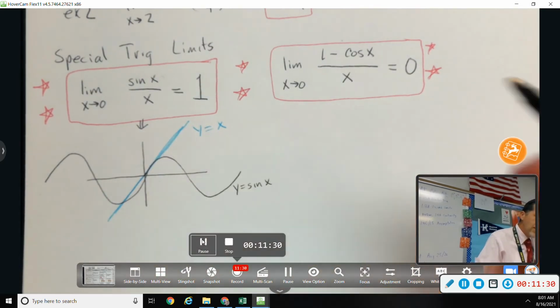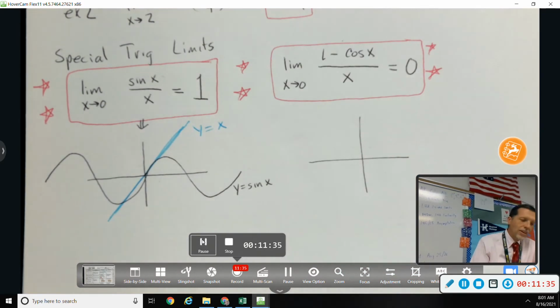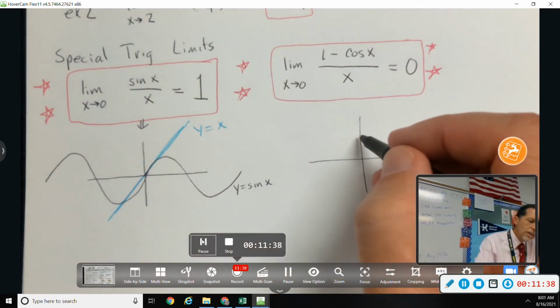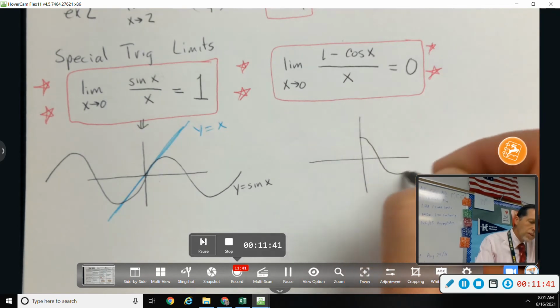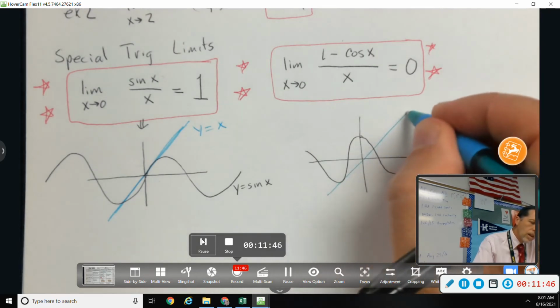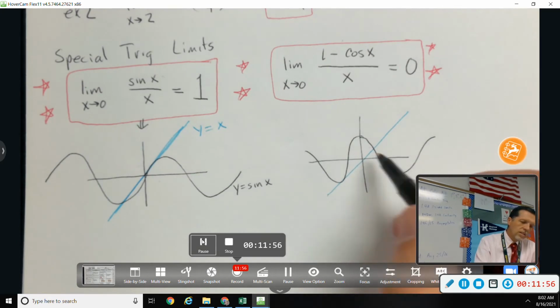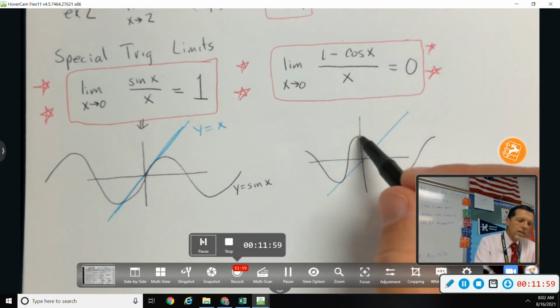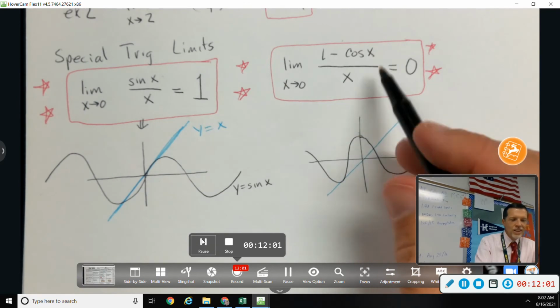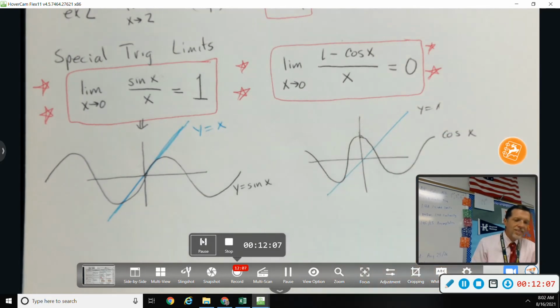But to me, the graph helps me remember if I can't figure it out. I know one of them's 1 and one of them's 0. And you can do the same thing with cosine. The ratio of the 1 minus cosine. Actually, that's not 1 minus cosine, but the idea is kind of the same. Those don't look alike. If I graph cosine and I graph y equals x, that doesn't look right.